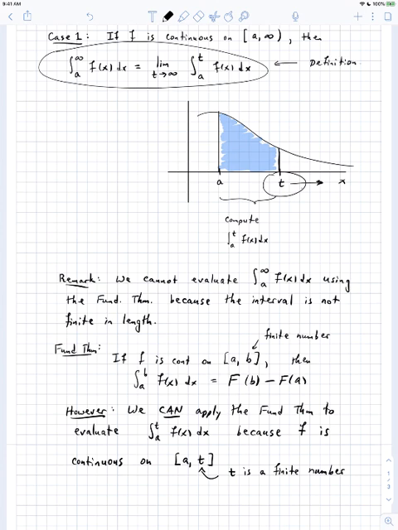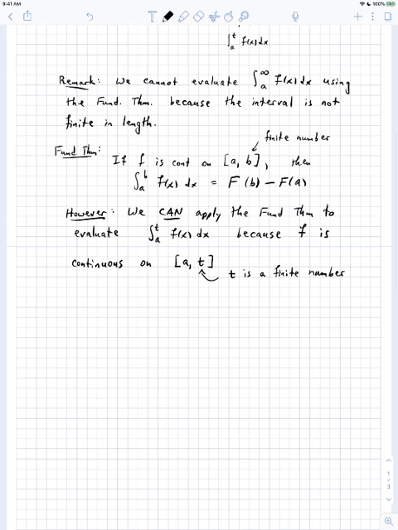Let's actually see how this works. Let's look at an example. Let's compute the integral from, let's say, 3 to infinity of 1 over x squared dx. So here our function f of x is 1 over x squared. That's not continuous at 0, but our interval is from 3 to infinity, and that is continuous. So it's continuous on the interval from 3 to infinity. It's only around 0 that we have a problem with continuity.